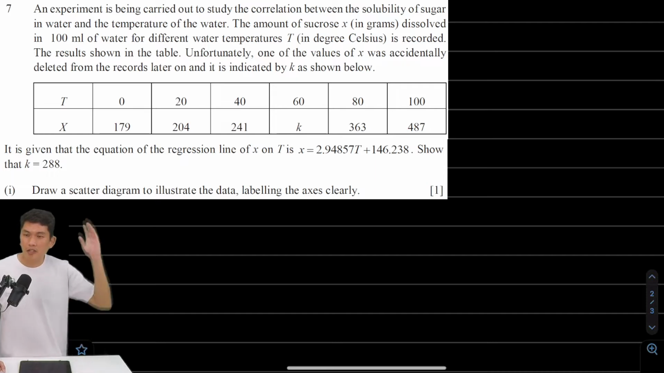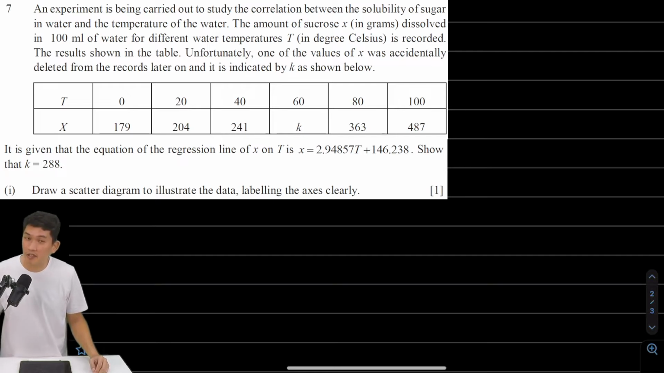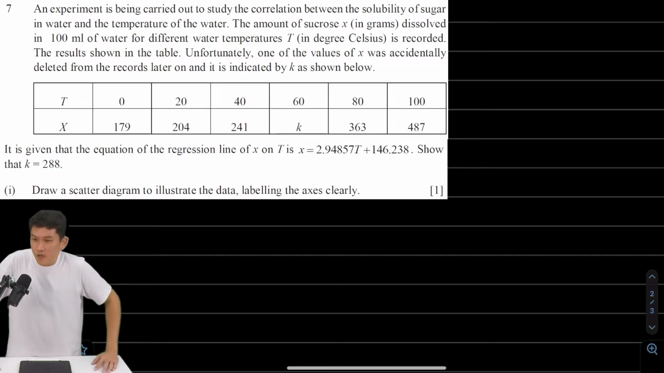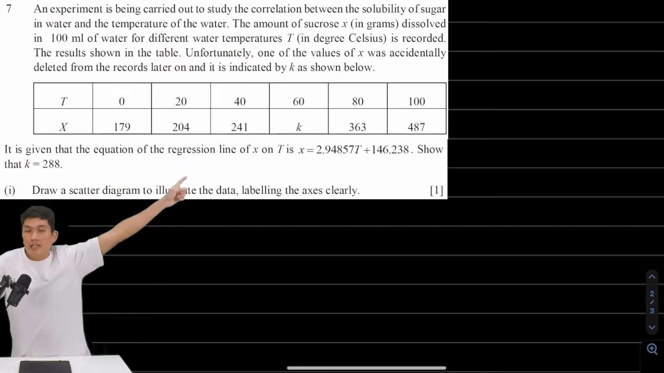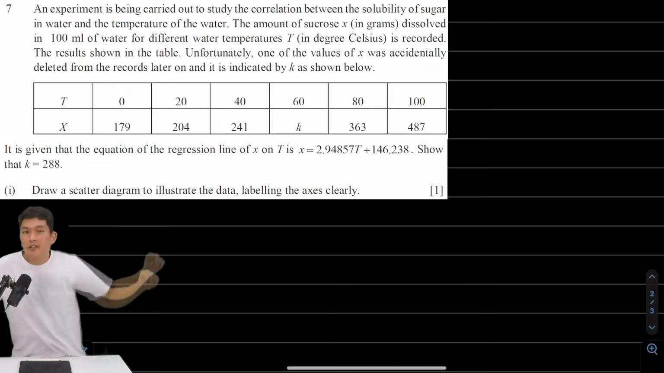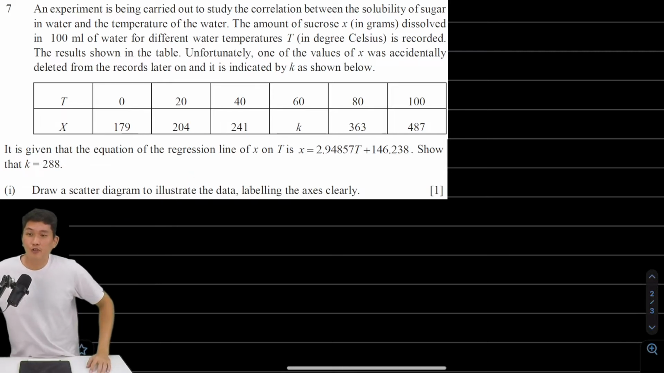So all is good. We collected 6 sets of data, and the only problem is that one of the pieces of data is accidentally deleted. If you look at the temperature, T equals 60, the corresponding X value has been lost. The good news is that somebody actually calculated the equation of regression before it was deleted. The equation of regression is given at the end of this sentence. We have to show that K equals 288.